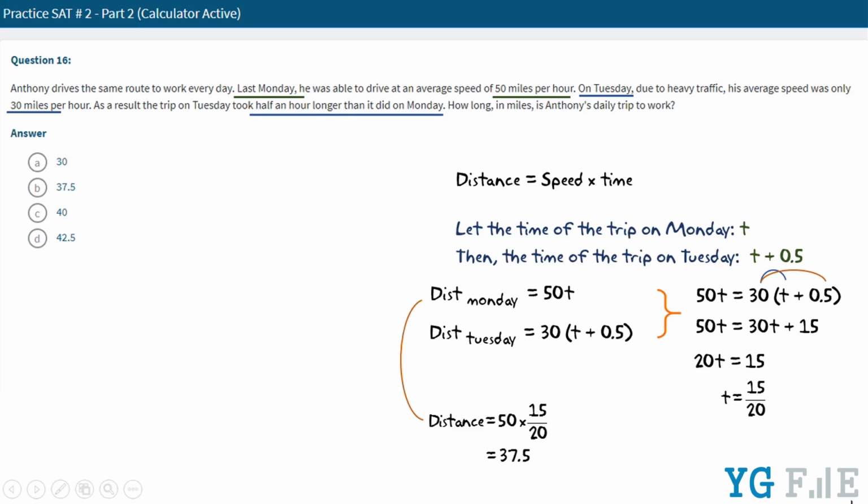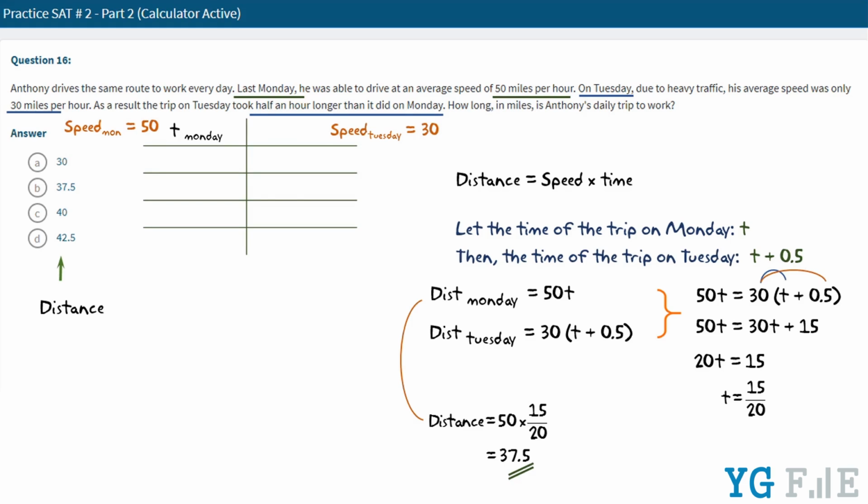And actually, to solve this problem, there is another approach, which is to use the given options. We know that the given options here are the distance, and we know that the speed on Monday is 50 and the speed on Tuesday is 30. To check which one is the answer, we just need to calculate which of the given options will give us the time on Tuesday that is half an hour longer than the time on Monday.